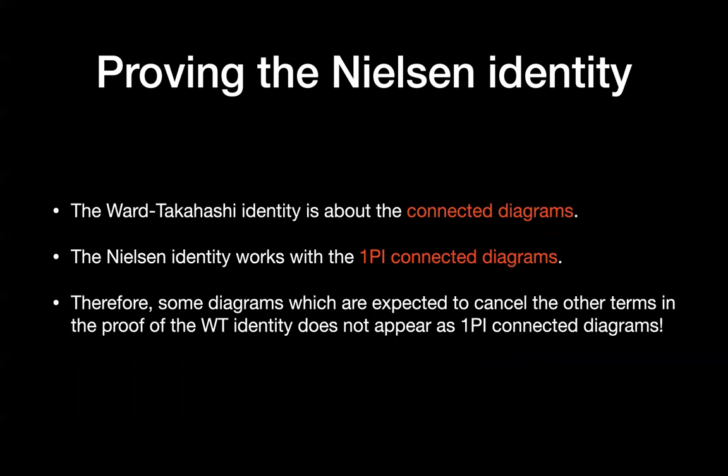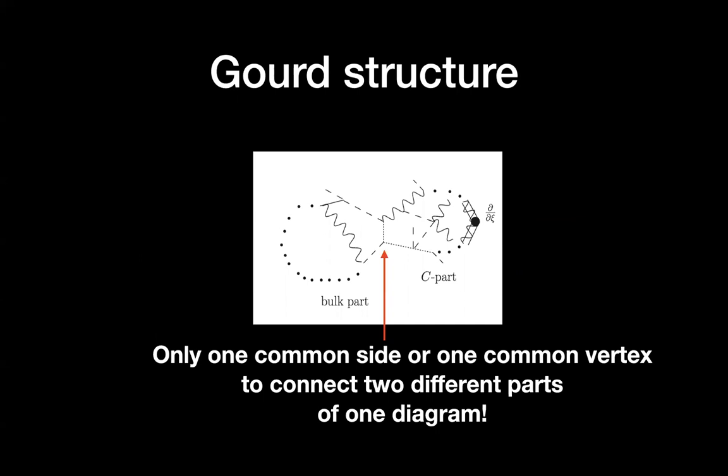And during the calculation, we need to emphasize that there are quite different things between the Ward-Takahashi identity and the Nielsen identity. In the literature, when we talk about the Ward-Takahashi identity, we are dealing with the connected diagrams. However, in the Nielsen identity, we work with the one particle irreducible connected diagrams. Therefore, some diagrams which are expected to cancel the other terms in the proof of the Ward-Takahashi identity do not appear inside the one particle irreducible connected diagrams because they are no longer one particle irreducible. So in order to illustrate this, I introduced the concept of a so-called Gourd structure.